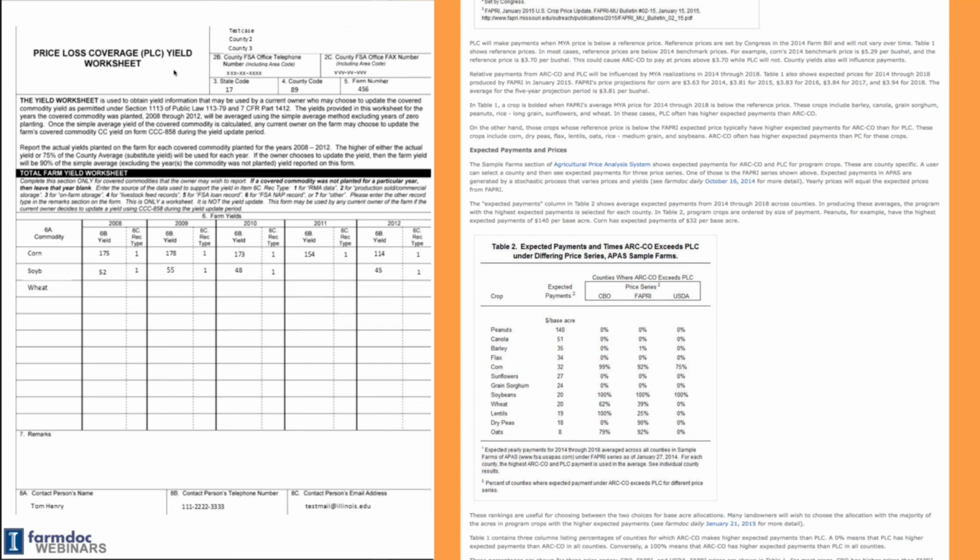But yeah, updating that payment yield does not lock you in one way or the other on the program choice. The program choice is independent of this, so you can update payment yields and take Ark County. In that case, the payment yields won't be used in the payment calculations. They'll just be part of the records for the farm. So these are separate, independent decisions, but that yield's only used for PLC, which is probably why the form uses PLC. But you're not locked into PLC just because you updated yields.